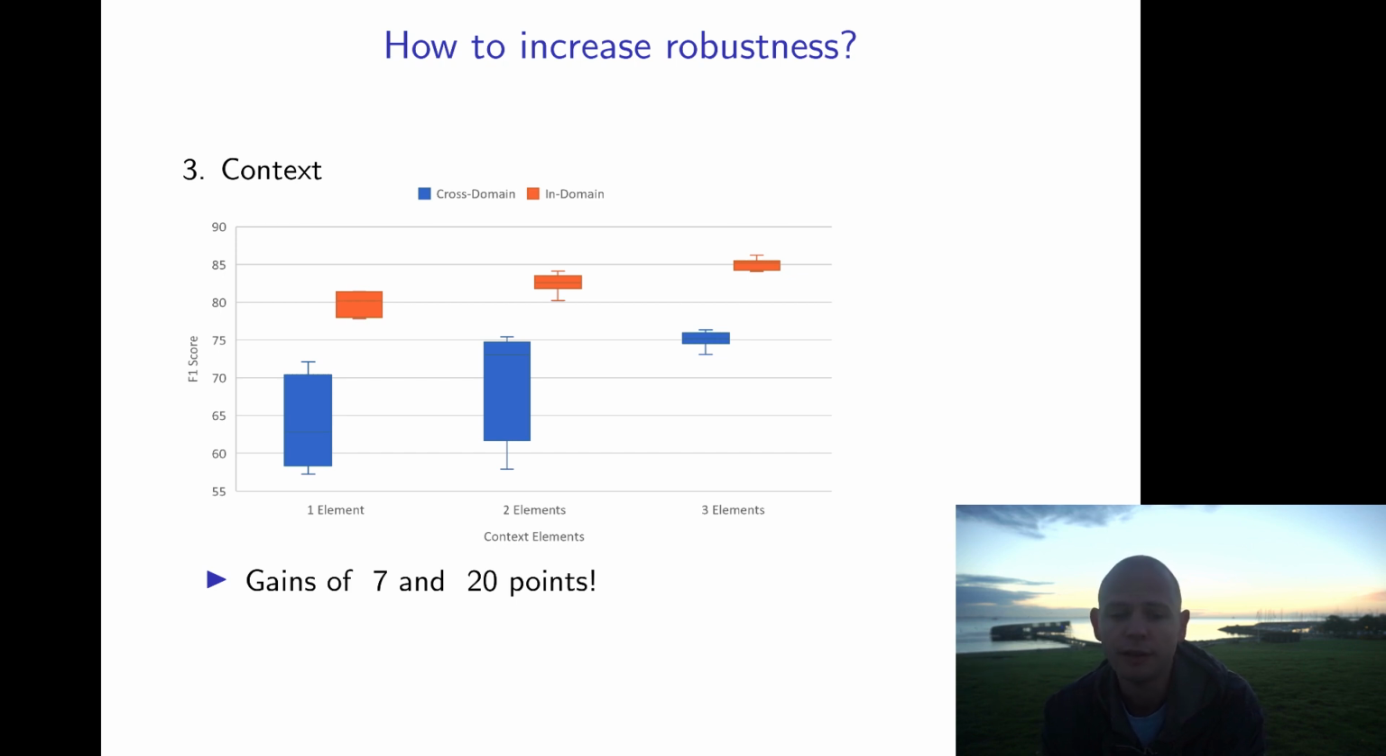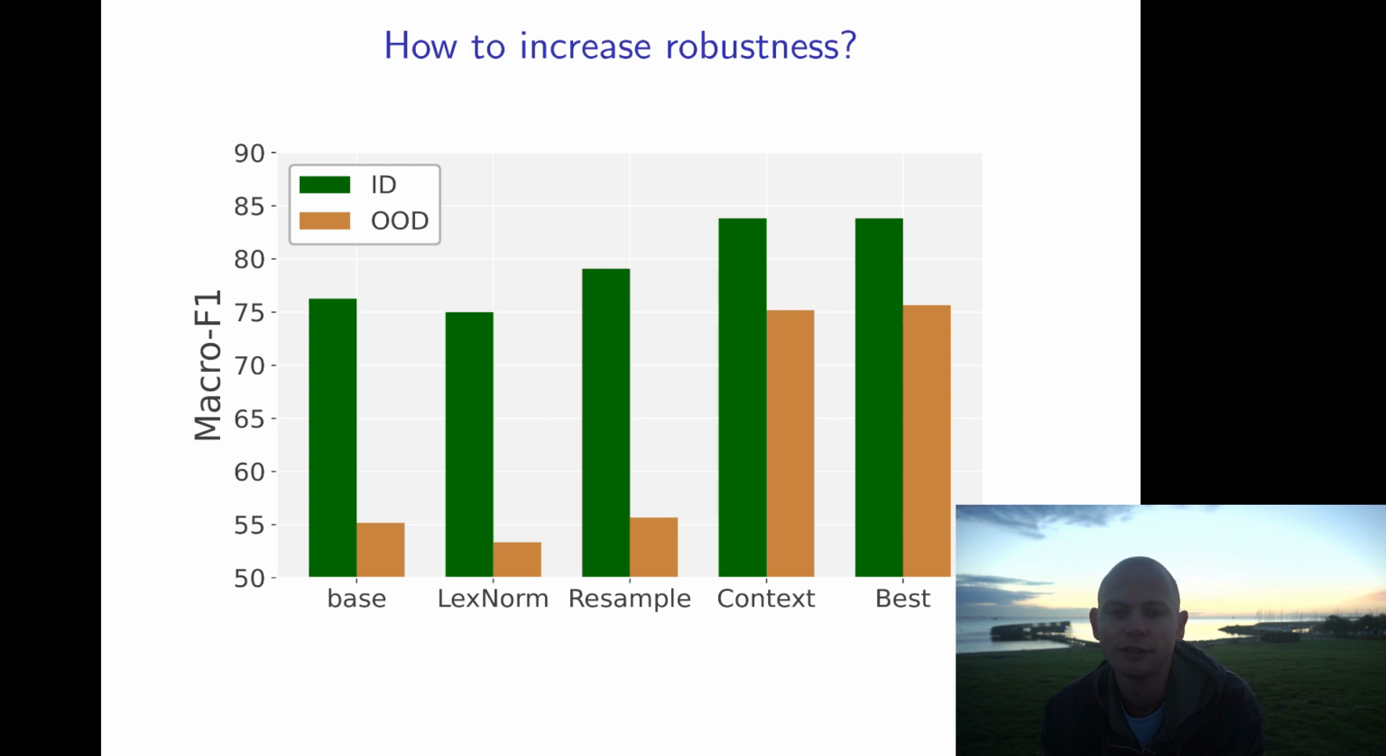So to conclude, if we do cross-domain dialog tag classification, the lexical normalization did not help, label resampling helped a little bit, and context is really crucial to obtain optimal performance. On top of that, when we tried to combine these approaches, we saw that using label resampling still helps a little bit on the out-of-domain dataset if we add it on top of incorporating the context. On the in-domain dataset, just using the context was the best model.